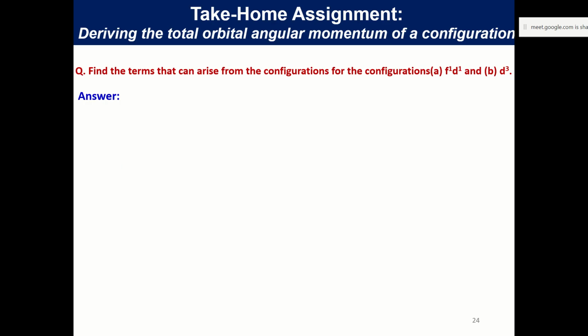So now if I ask you, you can do this by yourself. Find the terms that can arise from configuration of F1D1 and D3. Yes, you should be able to do this very easily. I'm leaving this as an exercise for you, and that will be another set of assignment based on these things which you are solving. If you can solve, that will be good for you. You can do it in the same way as explained, where there are 3 electrons, we add the first two, then the third.